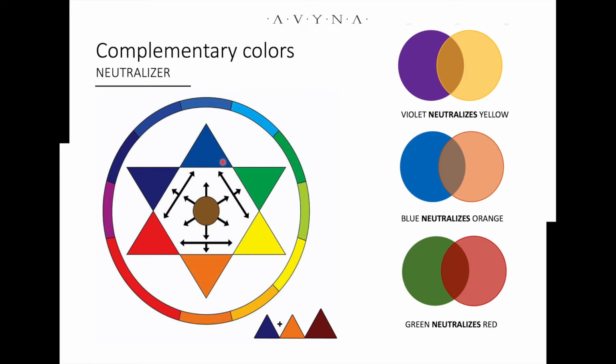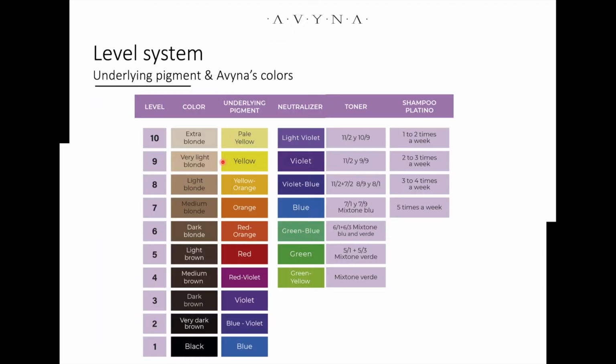And color is also important depending on your face features. A color does not look good on everyone, so there is a lot to take into consideration when choosing a hair color. Okay, so now let's take a look at our level system and underlying pigment.